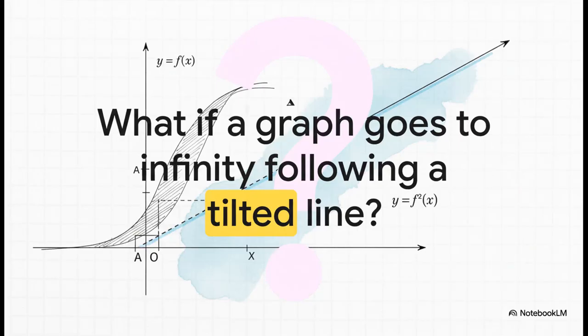So, you know how graphs can flatten out and approach a horizontal line as they shoot off to infinity, right? But what if a graph goes to infinity, but instead of flattening out, it follows a perfectly straight, tilted line? Yeah, that can happen. And that, my friends, is exactly what a slant asymptote is all about.